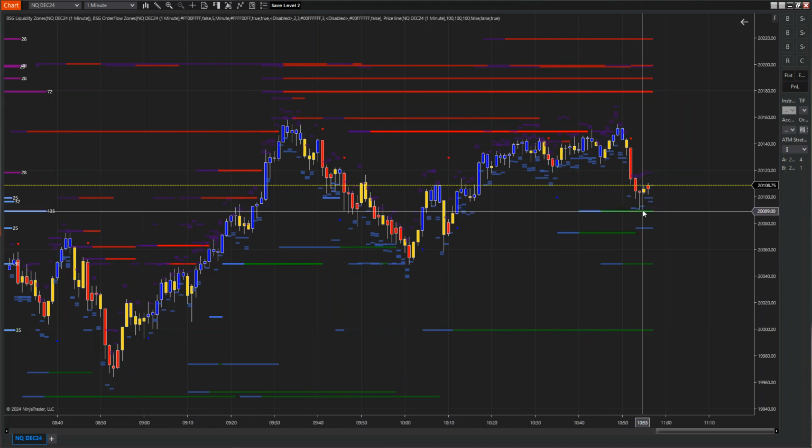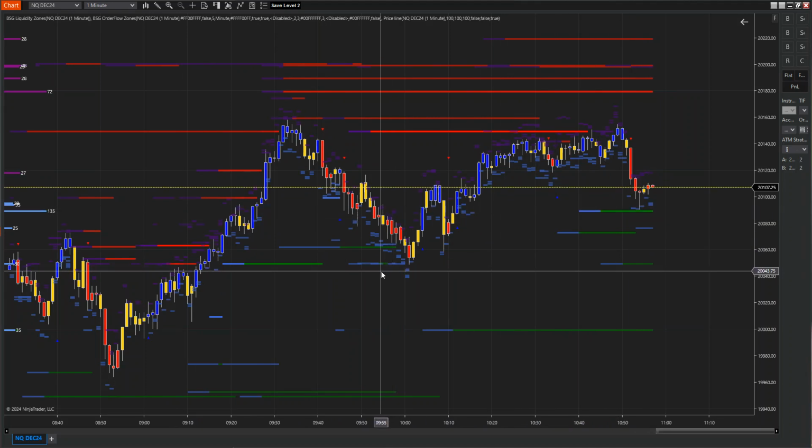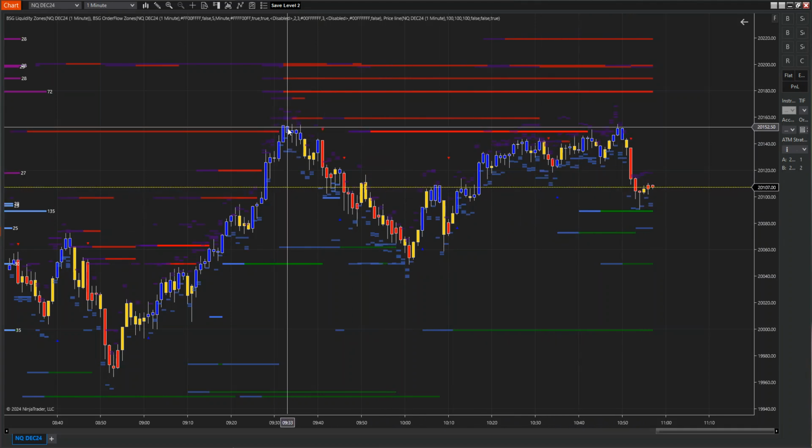Anyway, look at this. This one is turning into a reversal. Hopefully, you get my point in terms of the reversals, price action on the liquidity zones.